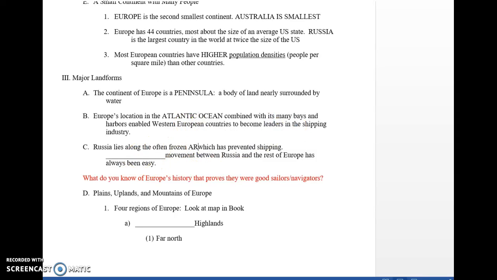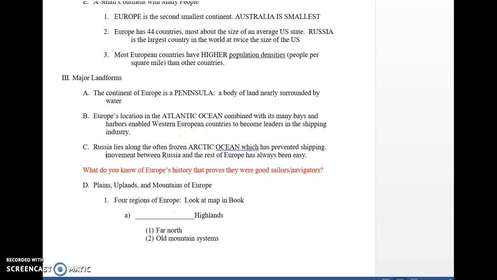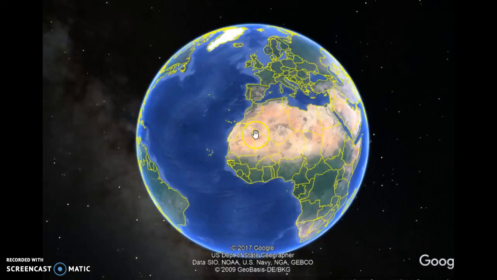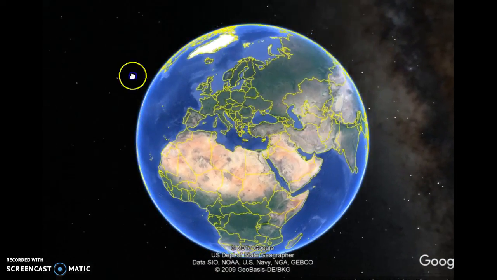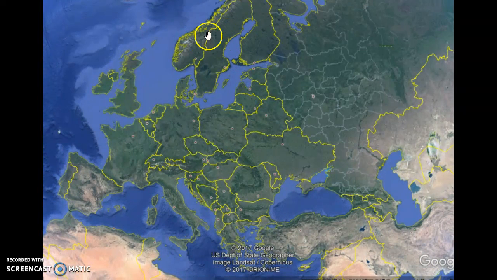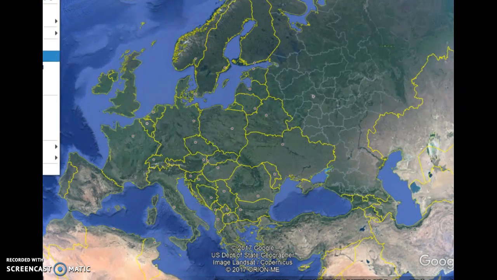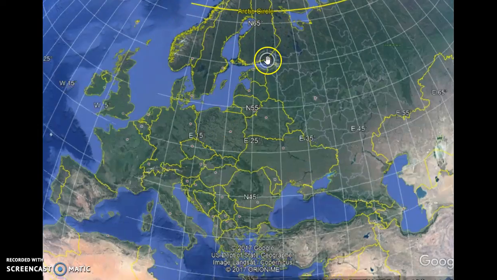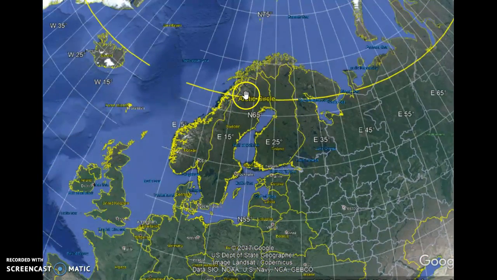Combined with bays and harbors, enabled Western European countries to become leaders in shipping. Russia, however, lies along the often frozen Arctic Ocean, which has prevented shipping. However, land movement, and we'll look at this on the map in a minute, between Russia and the rest of Europe has always been fairly easy. If we come back and look at this, even though they have a really high latitude, and we can turn on the grid as well, we can see here's the Arctic Circle. This is 65 degrees north, this is 60 degrees north, 55 degrees north, very far north.